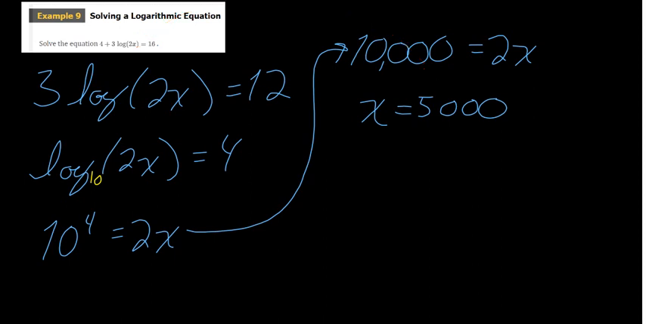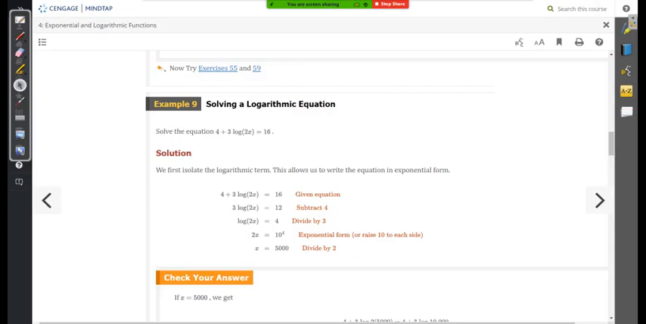So that's what happens when we have a logarithm. We have to remember that if it's just a log with no base shown, then we have that implied base of 10.